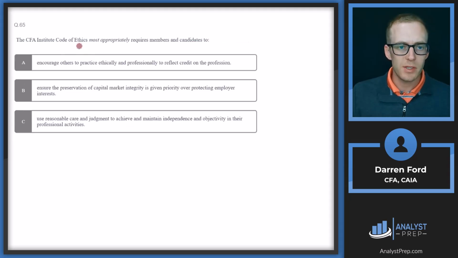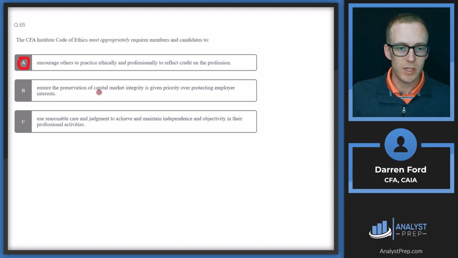Answer C. The CFA Institute Code of Ethics most appropriately requires members and candidates to A, encourage others to practice ethically and professionally to reflect credit on the profession. That sounds like it could definitely be our answer. I'm going to circle A for now.